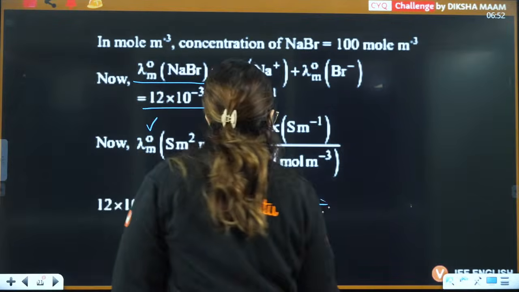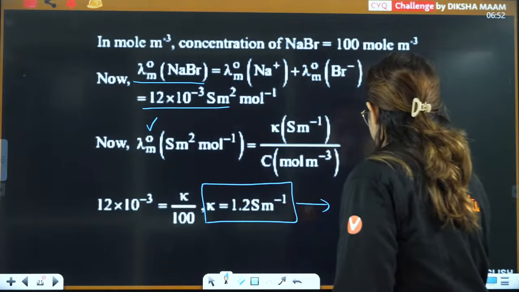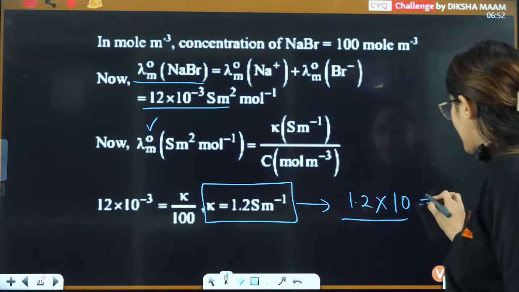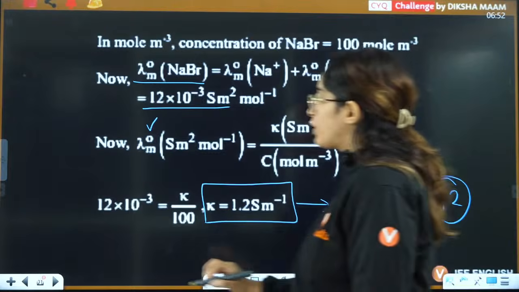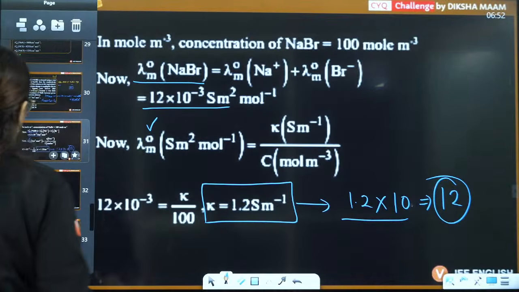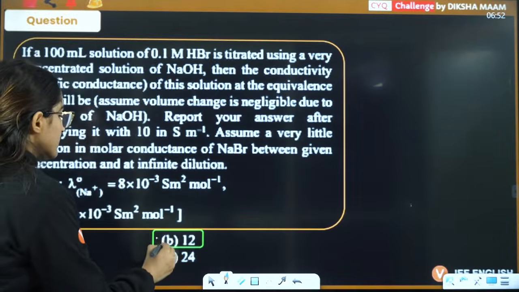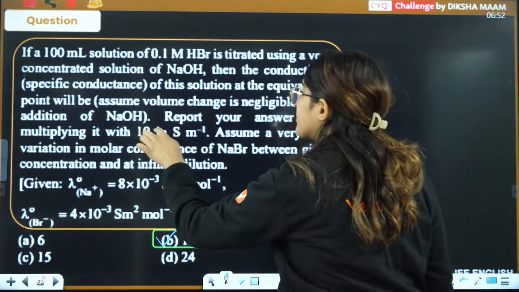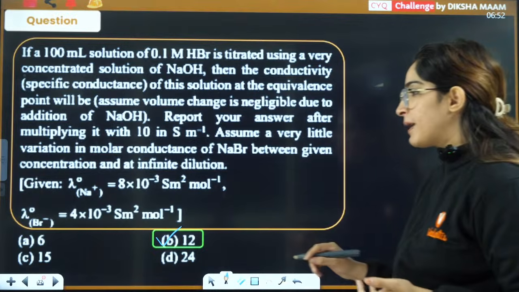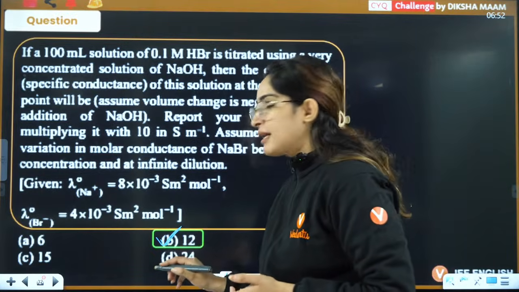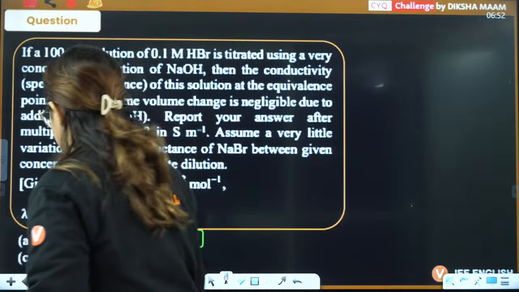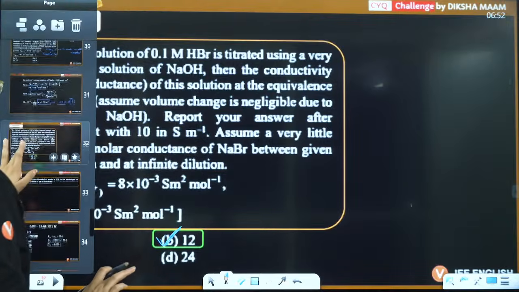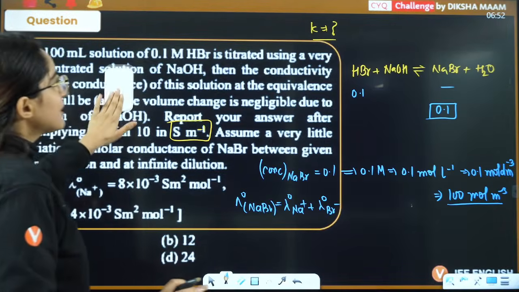Then they are saying that multiply this value that you are getting by 10, then the answer will be your correct answer, that is 12 is the correct answer here. Because they are saying report your answer after multiplying it with 10. So after multiplying it with 10, we'll get the answer as B is the correct answer. Okay, yes everybody, which is C.